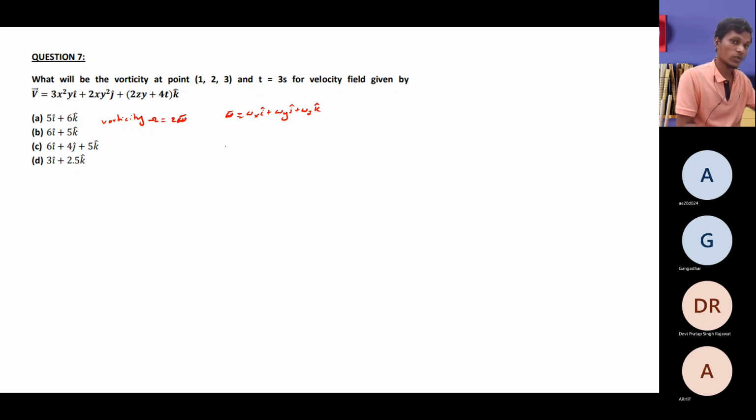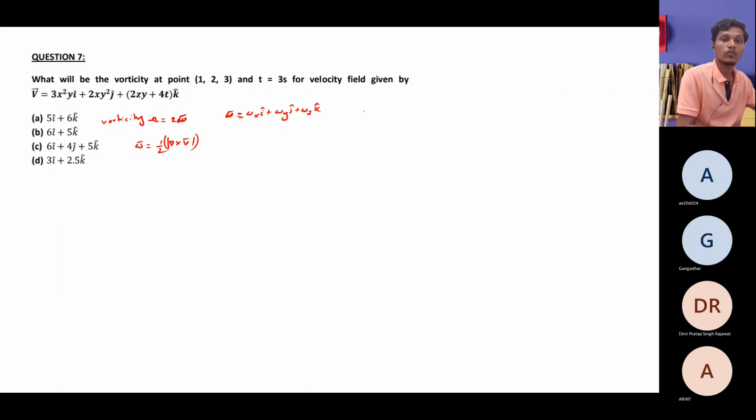So we have an equation for this omega bar, that is half del cross velocity bar. We need to find this omega bar and substitute it in the vorticity function, then we can find the vorticity of this velocity. So how to find this omega bar? Omega bar equals half del cross v bar.